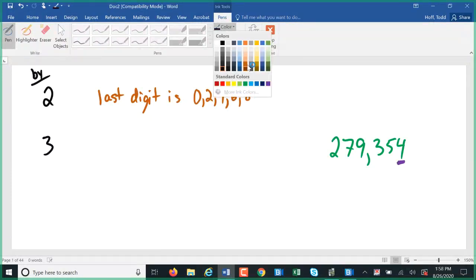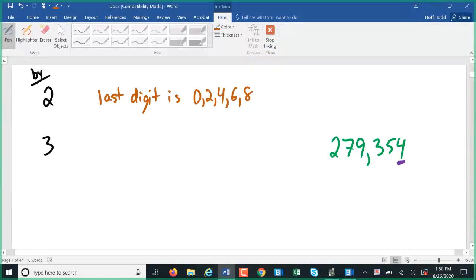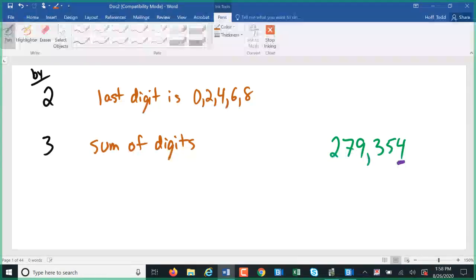Anybody know the rule for telling if something's divisible by 3? Adds up to 9. Not 9, but, I mean, 9 would work. If it does add up to 9, it's divisible by 3, but it doesn't have to be 9. The sum of the digits add up to anything that's divisible by 3. So what does that mean? Well, we go over here.